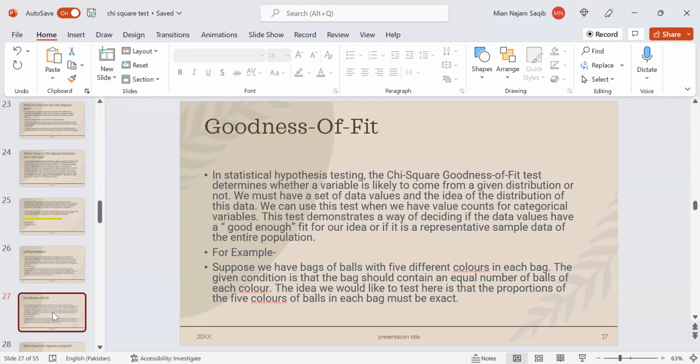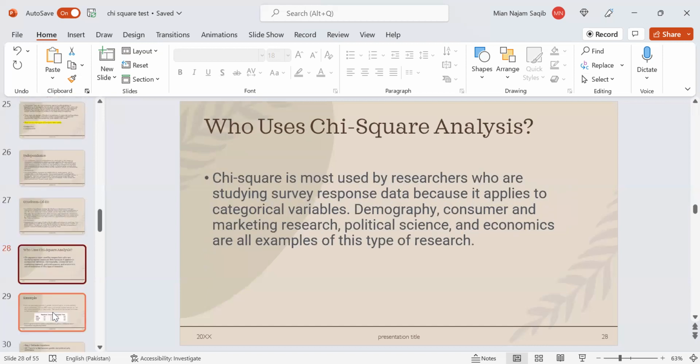For example, suppose we have a bag of balls with different colors in each bag. The given condition is that the bag should contain an equal number of balls of each color. The idea we would like to test here is that the proportions of the 5 colors of balls in each bag must be exact.